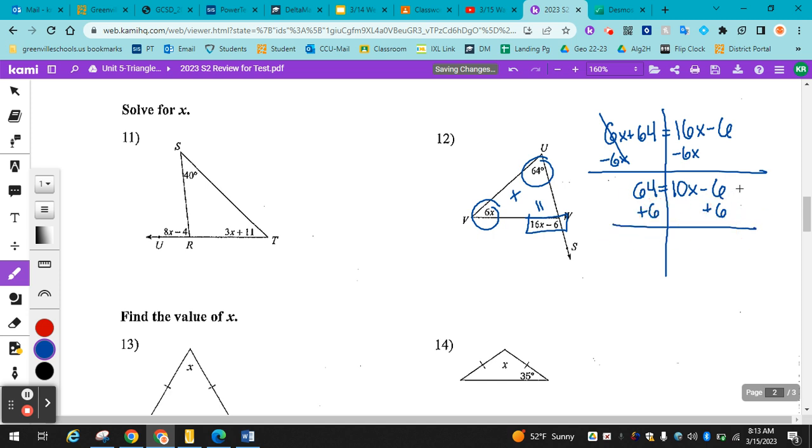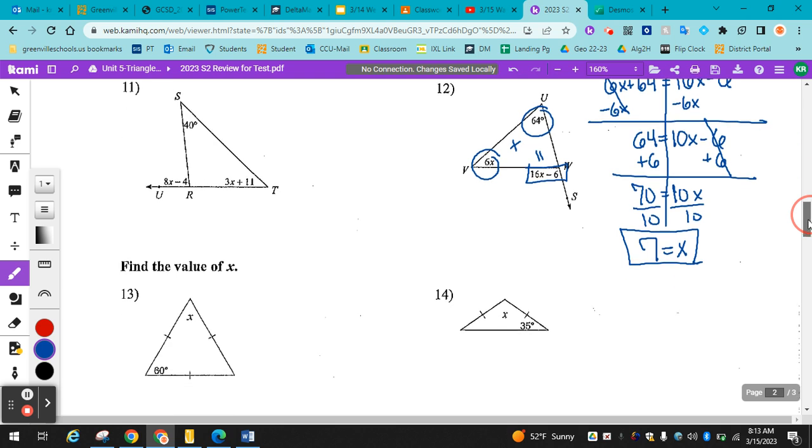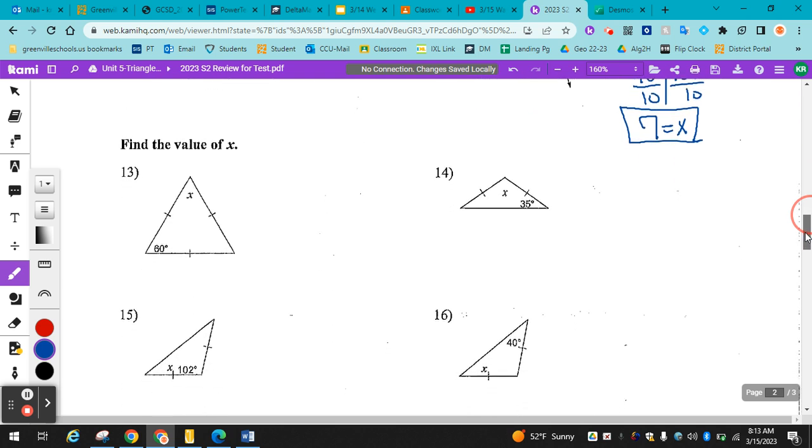Once you get 1x, you're trying to get rid of everything on the side with x. So 70 equals 10x, and divide by 10. 7 equals x. You can check it by plugging it in, make sure it makes sense, but you don't have to.